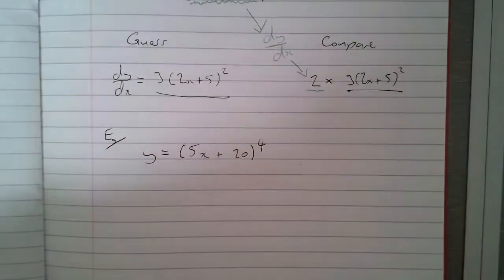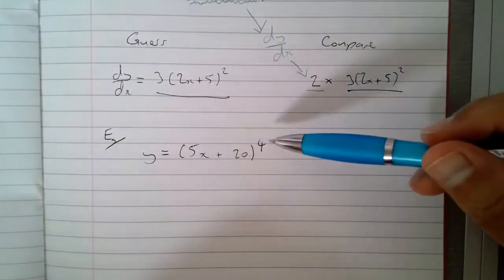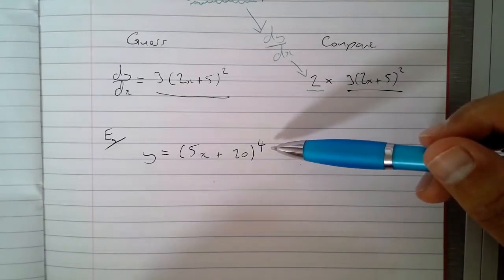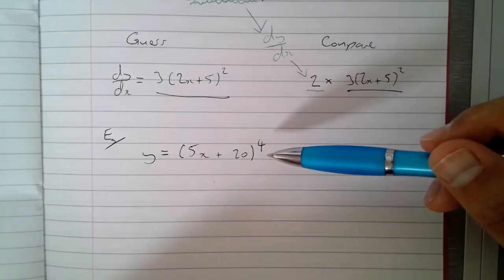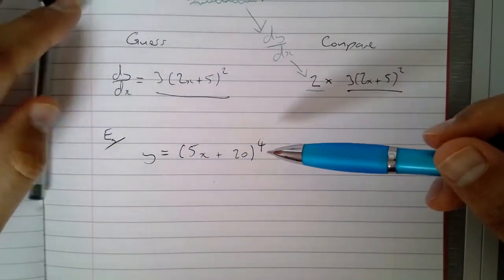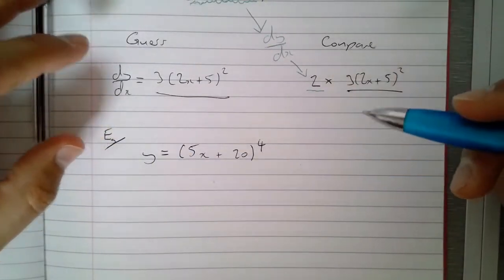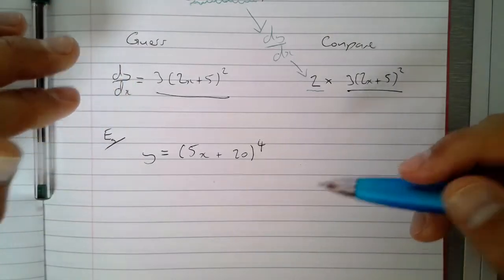So here's an example of this. y equals (5x plus 20) to the power of 4. What I'd like you guys to do is have a quick go at differentiating this, and once you've done that, come back to the video and check how you got on. I'm going to have a go now myself.